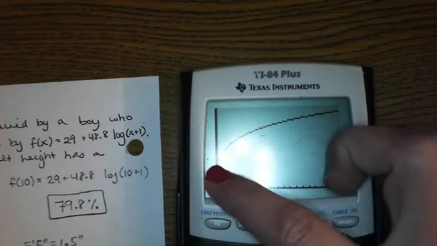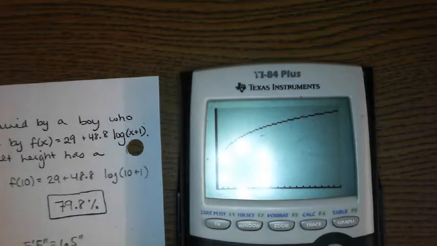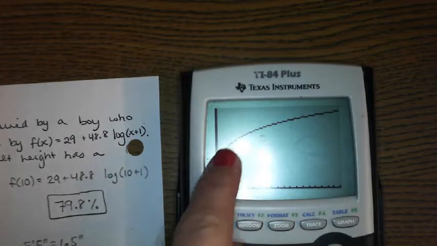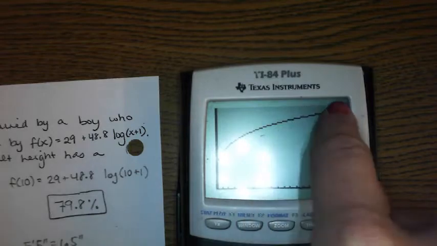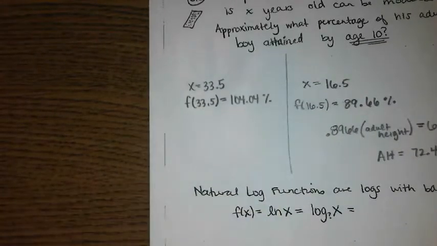So the whole log concept, the fact that it evens out and flattens out, seems like at least one of the better models, right? Growing quickly at first and then evening out. However, at age 33 and a half, I have achieved 104.04%, which I think means I am, how would you interpret that?